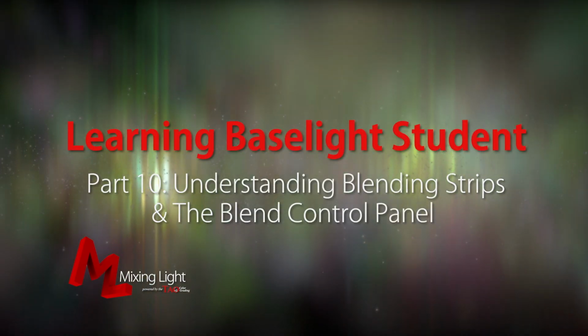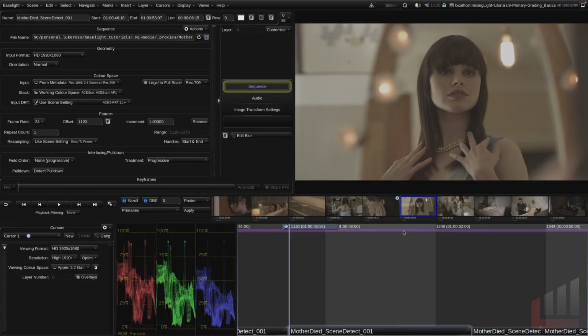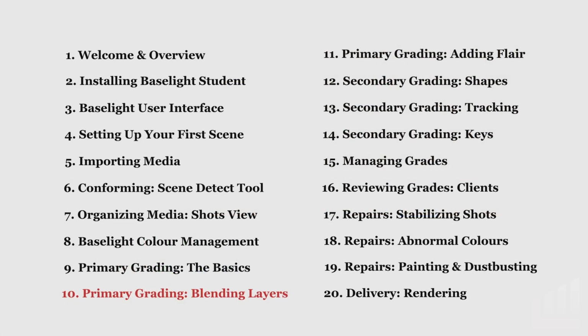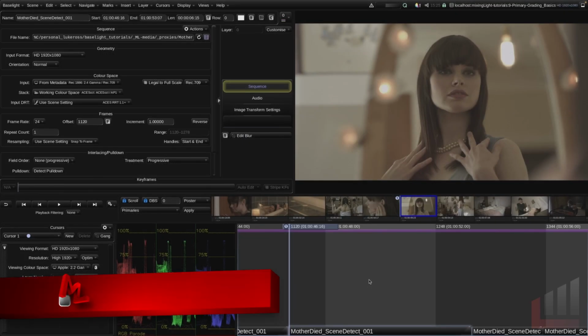Welcome to the 10th insight in this beginner Baselight series. Today we're going to have a look at blending layers in Baselight. We're going to do this in two ways. We're going to have a look at the blend strip, and we're also going to dig into the blend control panel, and I'll show you where that lives in a moment. So let's start this one off by talking about blend strips.